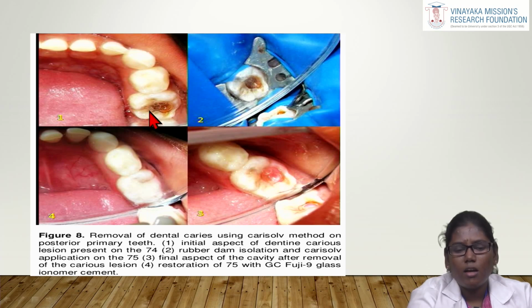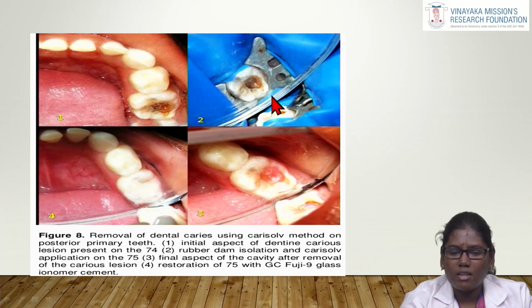This is the infected lesion present in the 7-5, and after proper rubber isolation, a suitable chemomechanical agent like Carisolv gel is applied onto the cavity, and after leaving it for 30 seconds, the caries is removed. This is the final aspect of the cavity after removal of the caries lesion.